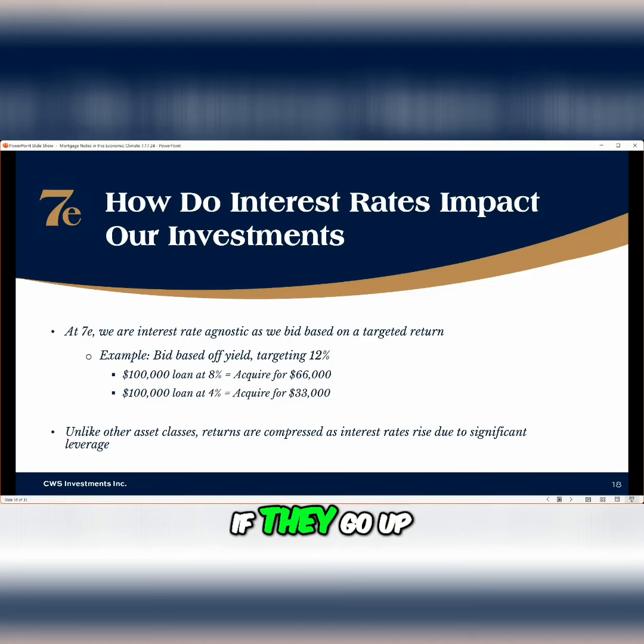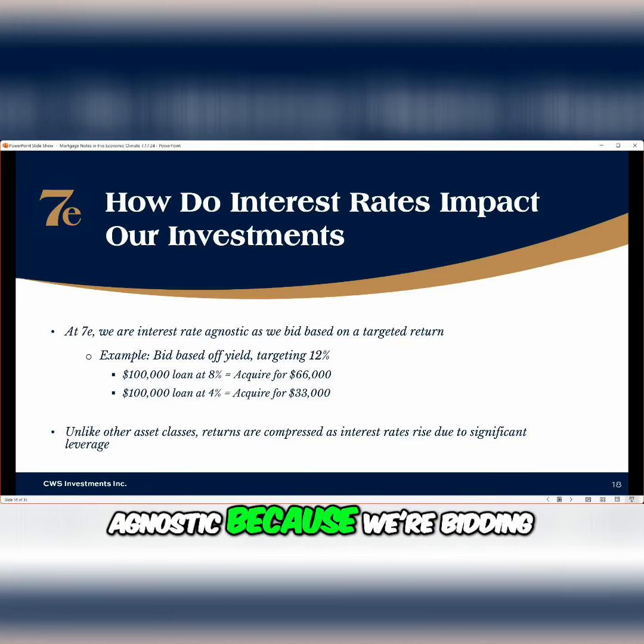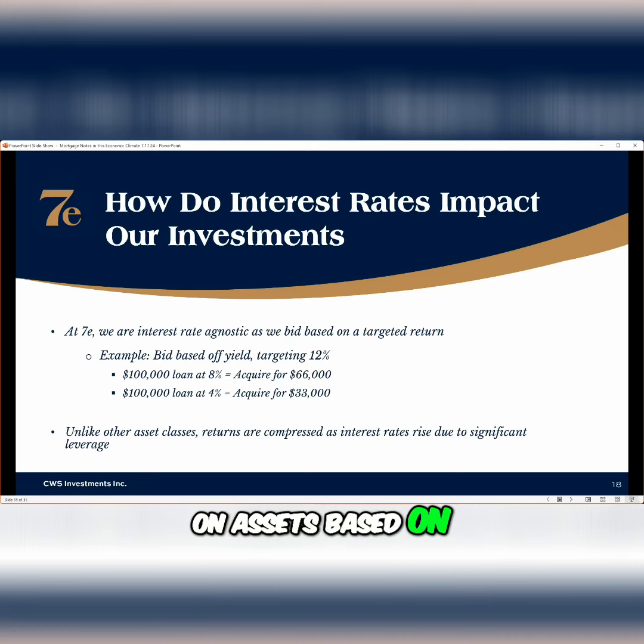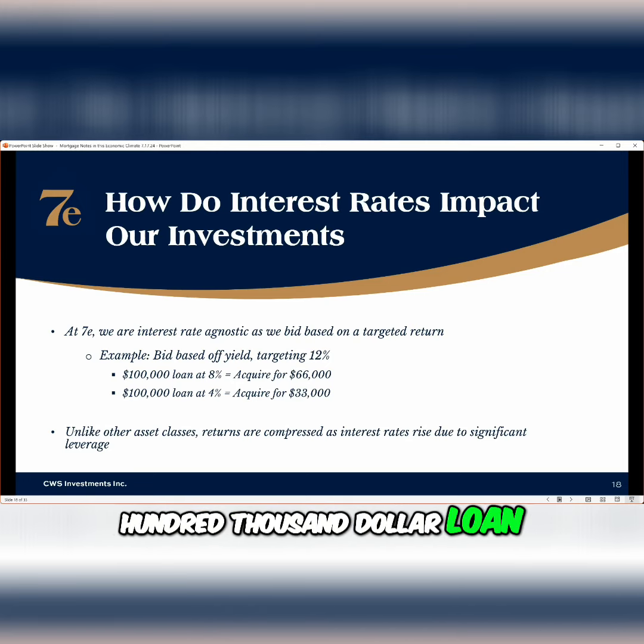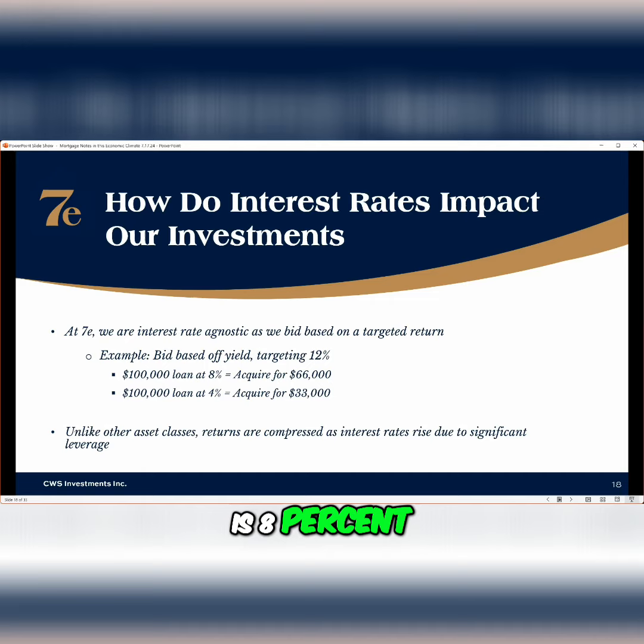If they go down, if they go up. So at 70, we're really interest rate agnostic because we're bidding on assets based on a targeted return. So for example, if we need a 12% return, and it's a $100,000 loan and that interest rate is 8%, then we will bid 66,000. If it's a $100,000 loan at 4%, then we're going to look to bid 33,000. Again, we are bidding based on a yield.